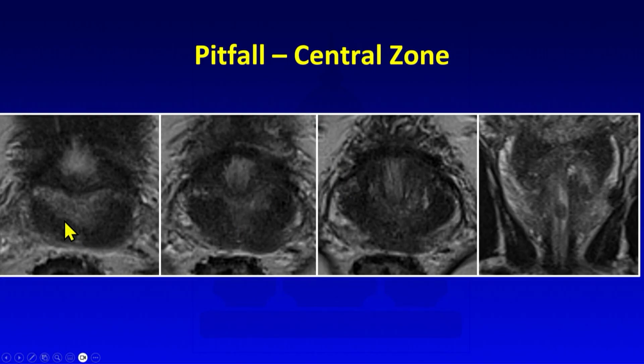But sometimes it looks kind of scary, like this case. Very dark, big lesions that are on both sides. But again, symmetry and then the shape, the characteristic location will help you know that it's just a normal central zone and you don't need to worry about it.